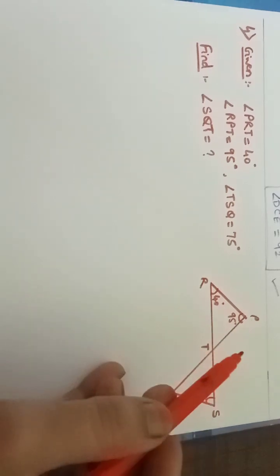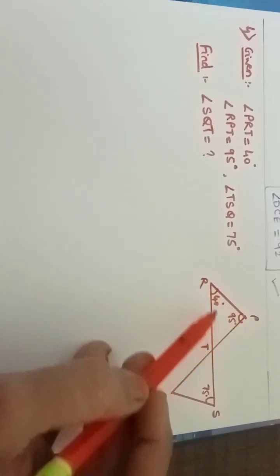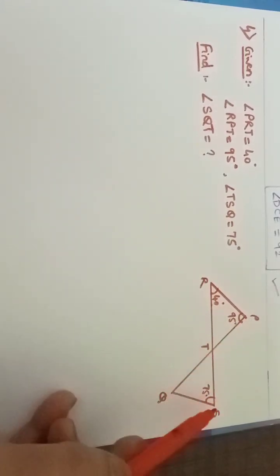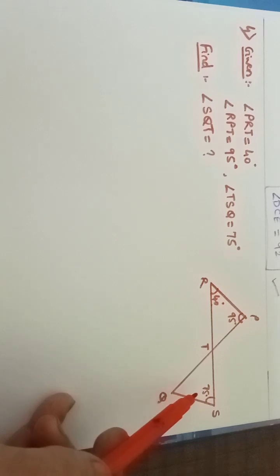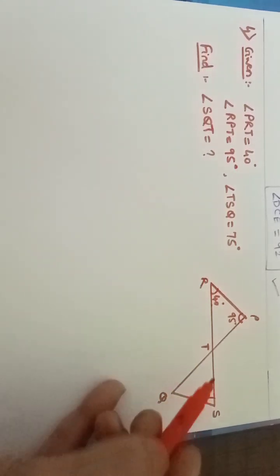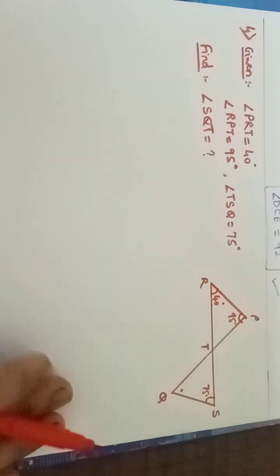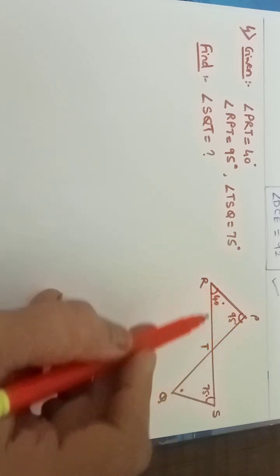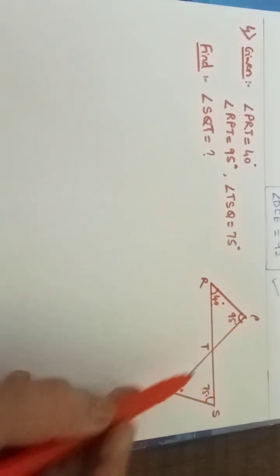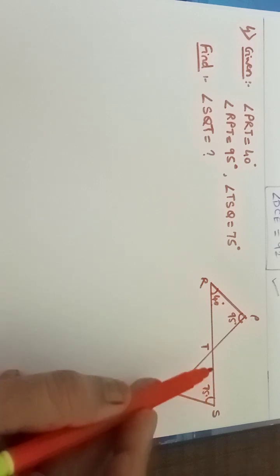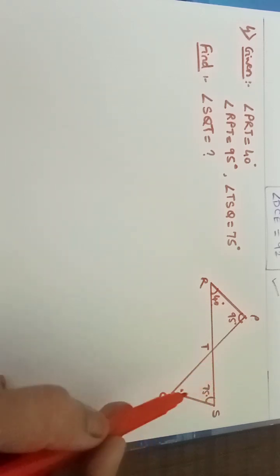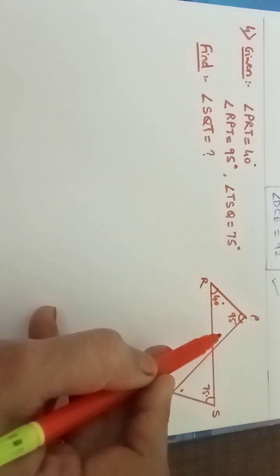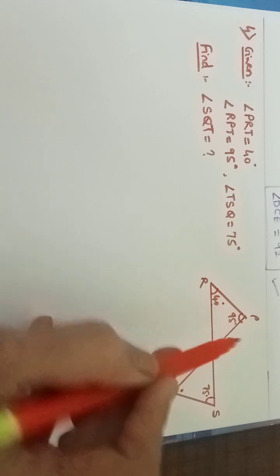In the fourth sum, the given part is PRT is 40 degrees, RPT is 95 degrees and TSQ is 75 degrees. And you have to find angle SQT. That means this part of the angle you have to find out. Now there are two triangles over here. In this triangle, two angles are given, and in this part of the triangle only one angle is given. So no use of taking this triangle first. So first take this triangle. Since two are given, we can easily find the third angle by using the angle sum property.